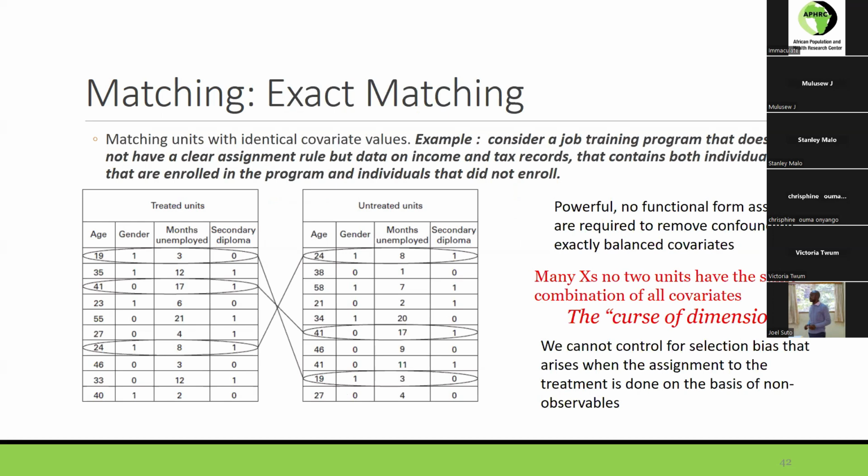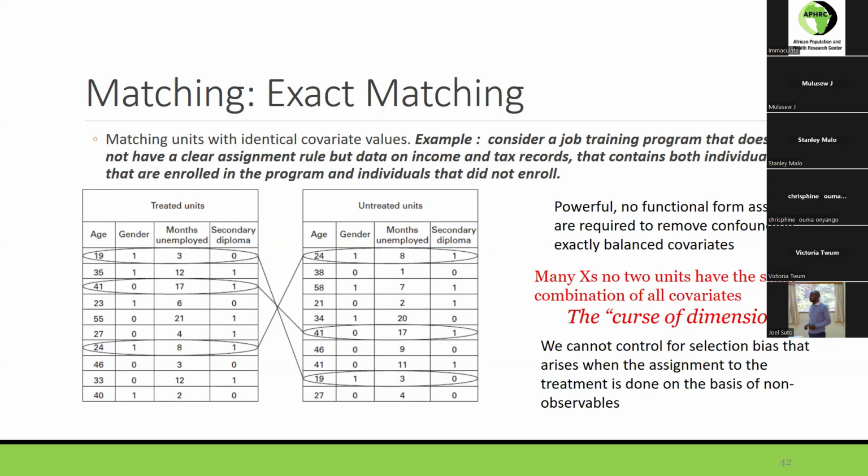So let's take exact matching as an example and consider how propensity score is very useful as compared to it. Let's look at this real-world example. Consider a job training program that does not have a clear assignment rule, so everybody may come in and receive that training. You don't have data on that, but you have data on income and tax records that contain both individuals that are enrolled in the program and those that are not. So you want to compare those who received the training and those who did not, on how the job training would change their income or tax record.